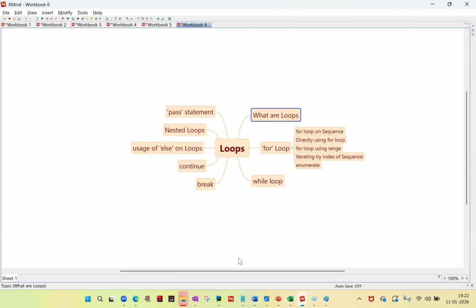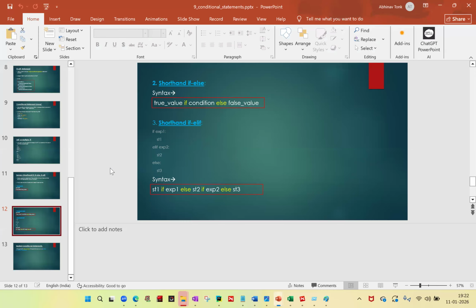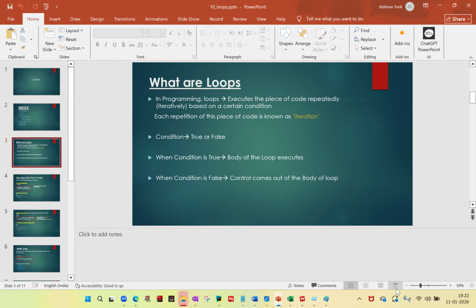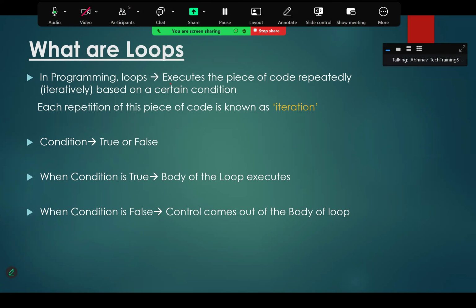Now the first thing is, let's see what are loops. Let me open loops slide and let's see what are loops. So loops in programming basically execute a piece of code repeatedly. Whenever we want to perform a repeated task, then loops come into the picture. So repetition or iteration, these both terms are the same. In programming jargon, we use iteratively or iterations.